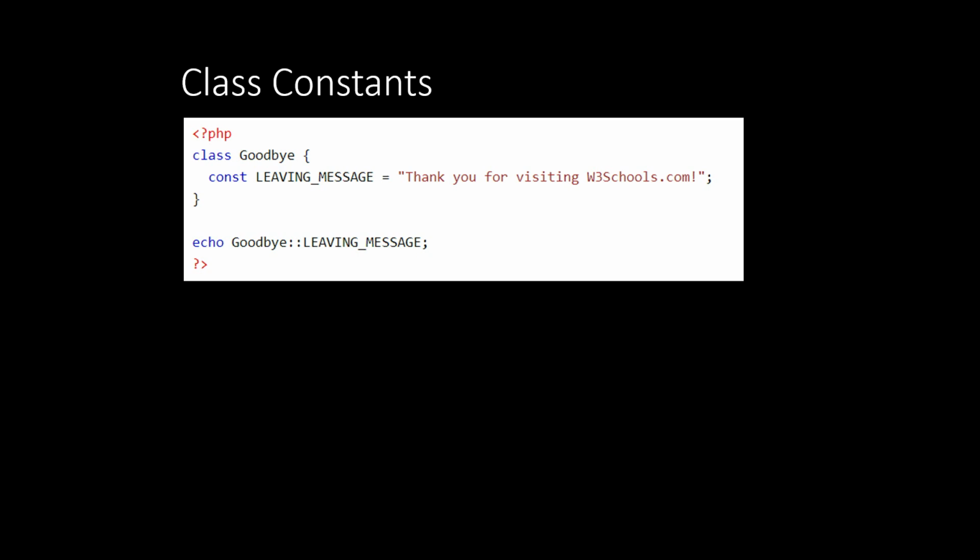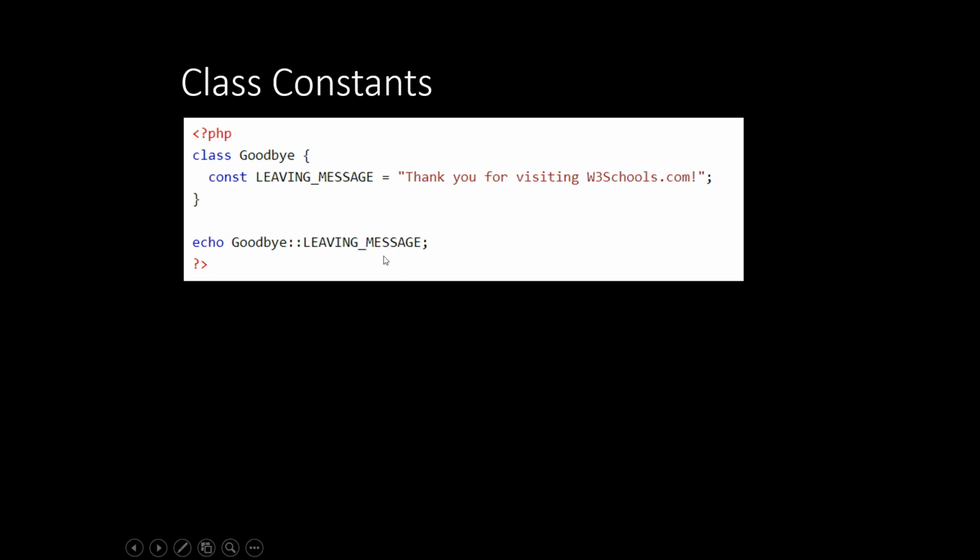For example, we have a class named Goodbye, and inside the class body we define a constant with the const keyword. The constant name is LEAVING_MESSAGE and the value of the constant is "Thank you for visiting w3schools.com". Outside the class body we can echo this constant value with the class name, that is Goodbye, followed by the scope resolution operator, that is double colon, and then the constant name, that is LEAVING_MESSAGE.